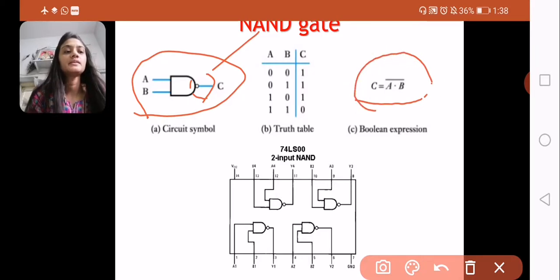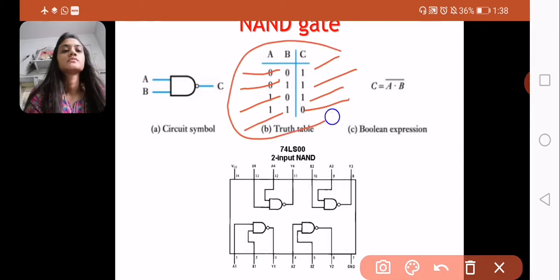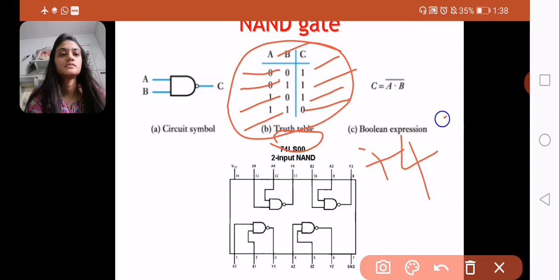Now let us see the truth table. First combination 0 0, 0 multiplied by 0 will produce 0. Then we have to do its NOT, so NOT of 0 will be 1. 0 multiply 1 will give 0, its NOT will be 1. 1 into 0 will give 0, its NOT is 1. 1 into 1 will give 1, its NOT will be 0. In this manner you can write the truth table. The IC number is 7400.